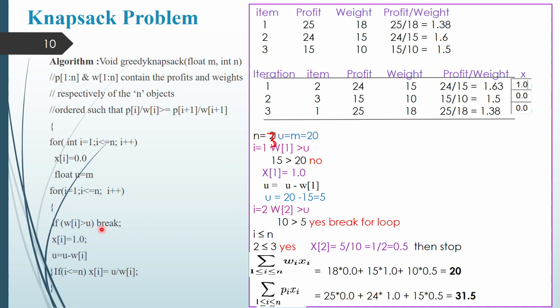If it is yes, then this statement will execute. What is the statement? Break. Break means you come out of this for loop. From this statement you are coming out of this for loop. When I come out of this for loop, what is the next statement you are having here?